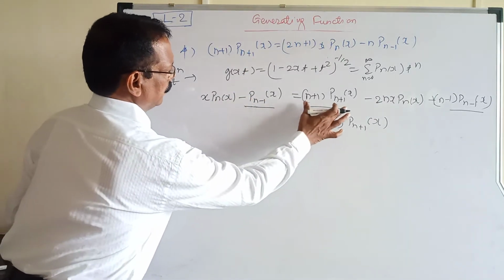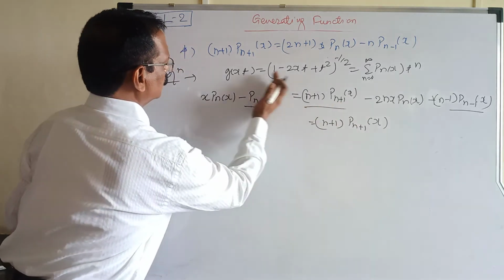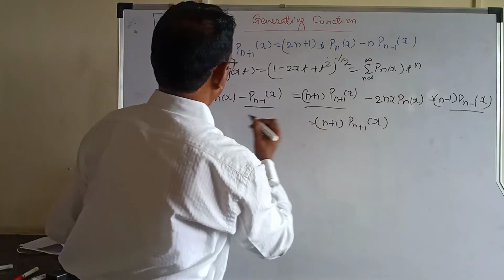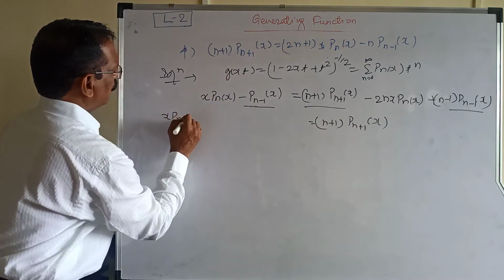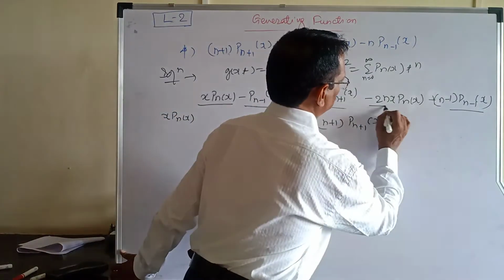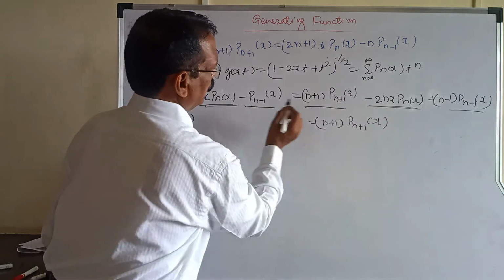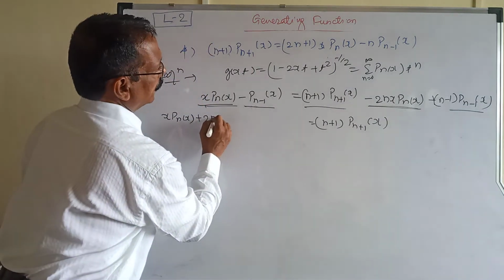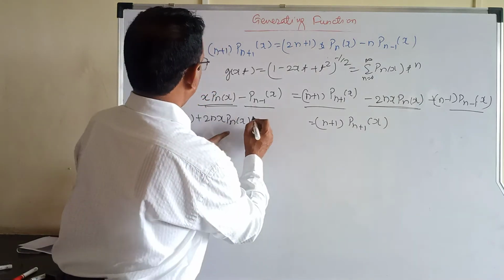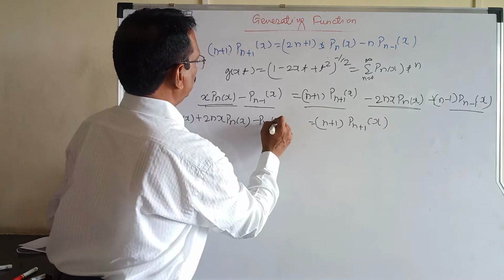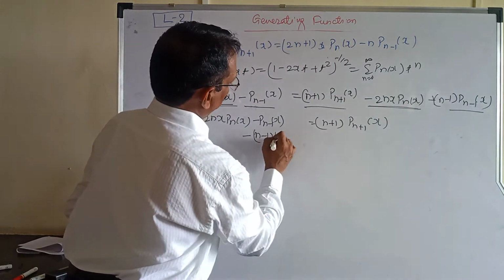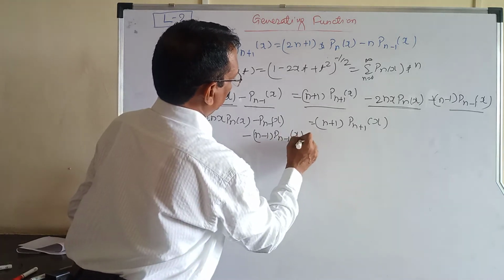So this term is as it is here, and we have to transfer all terms to the left hand side. So here is n into Pn of x. Here we have to write x into Pn of x. This term is as it is, we have taken here. What is the Pn of x term here? That we have to take to the left hand side, plus 2nx Pn of x. Remaining term: it is minus Pn minus 1 of x, and here we have to take minus n minus 1 into Pn minus 1 of x, and it is equal to this here.